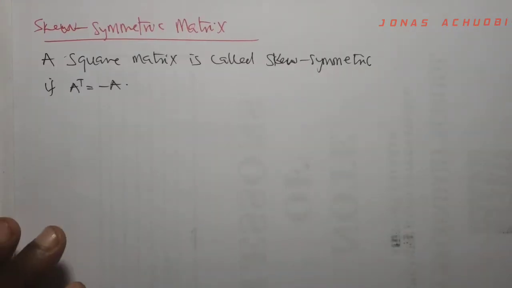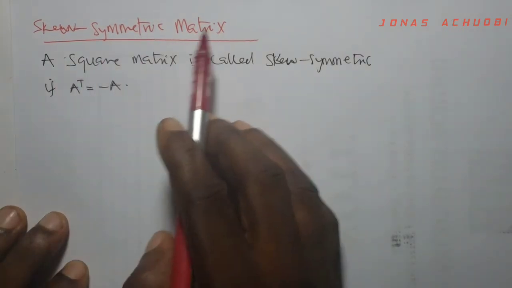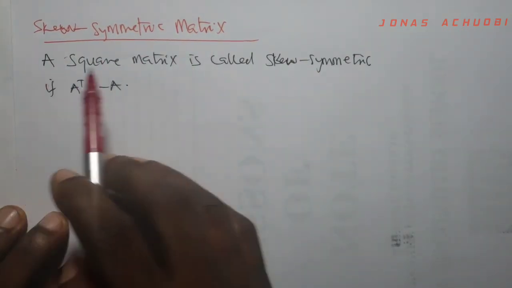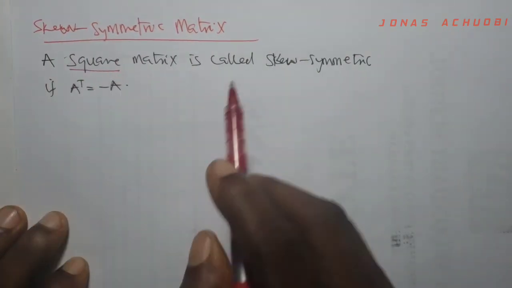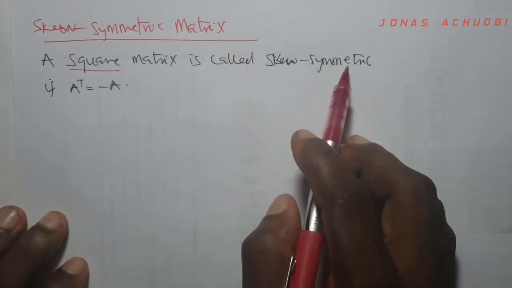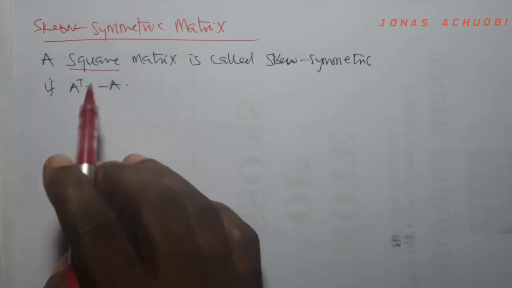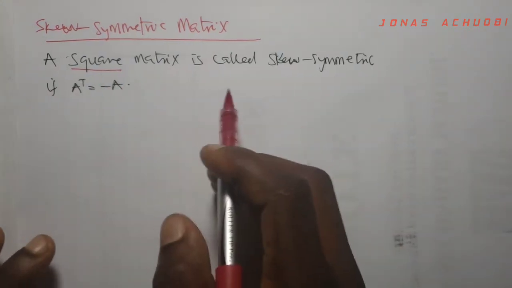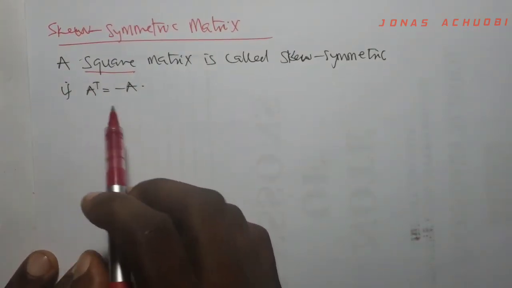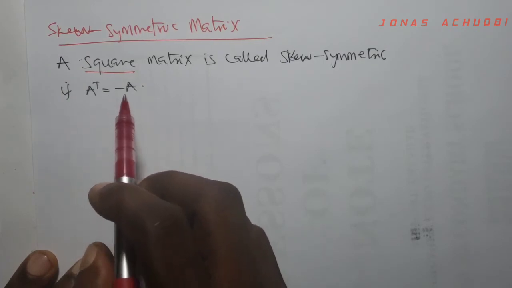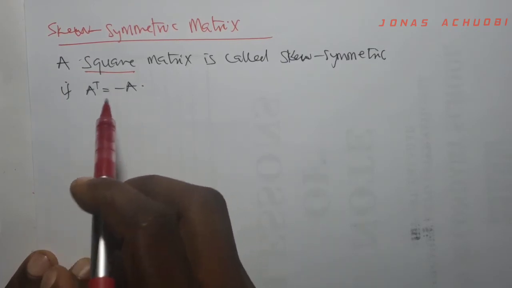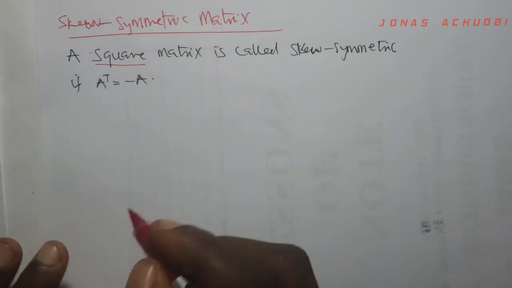Another type here is called a skew symmetric matrix. A square matrix, once again, is square, is called skew symmetric if A transpose is equal to negative A. What does this mean? This simply means that transposing the matrix will be the same as multiplying every entry of the matrix by minus 1. Let us see how it looks.